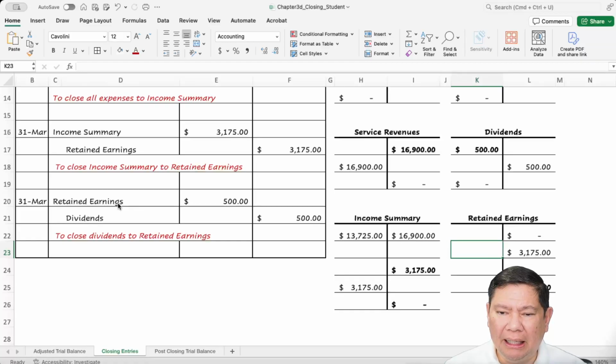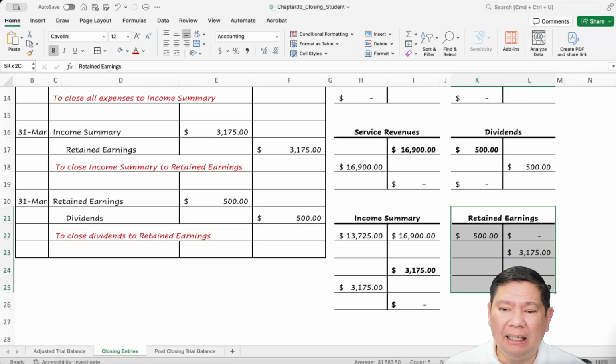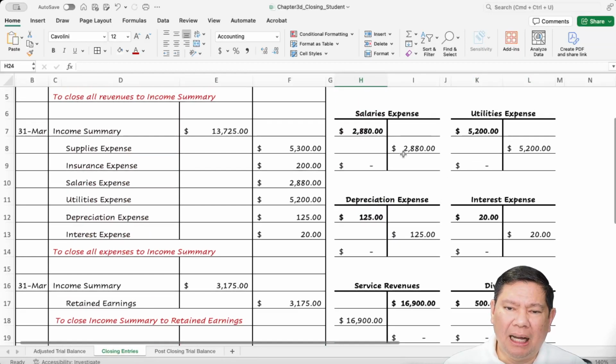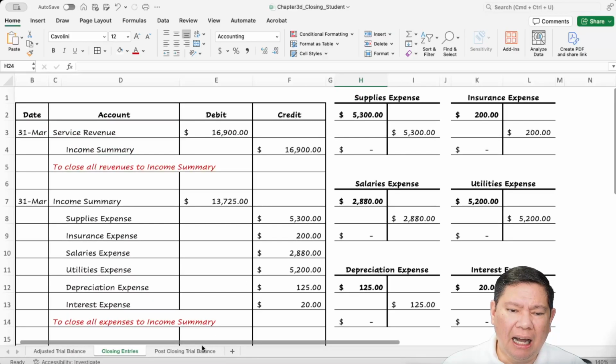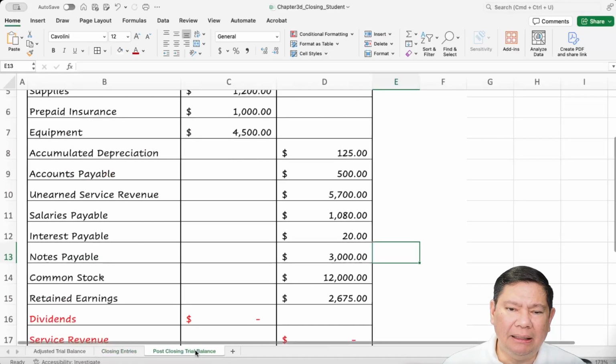So we put it here, $500. So now our retained earnings is $2,675. So this retained earnings will carry all the information from the revenues, expenses, and dividends to the beginning balance sheet for April. Okay. Now, after all these items are zeros, let's go check our post-closing trial balance.